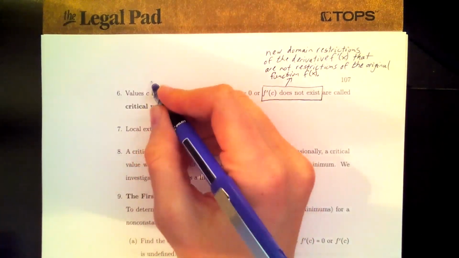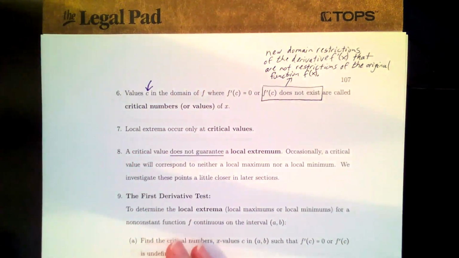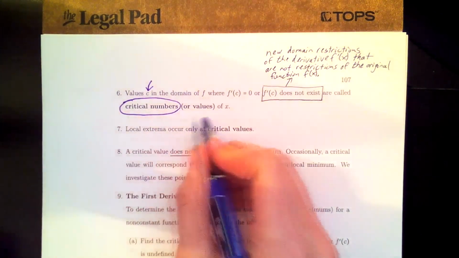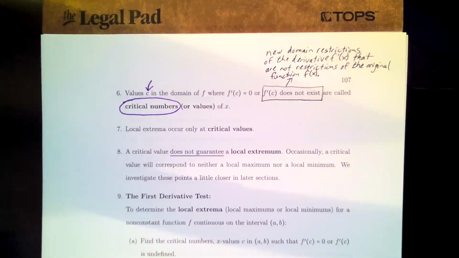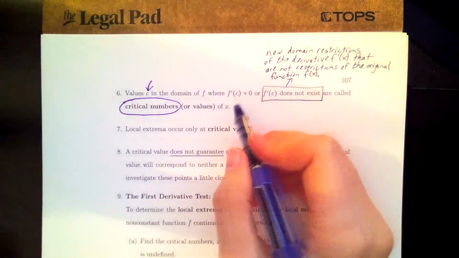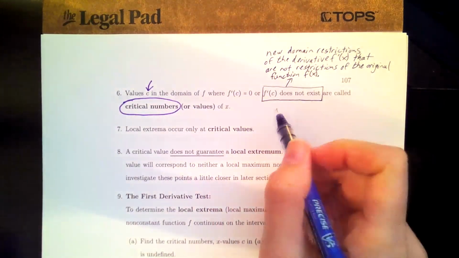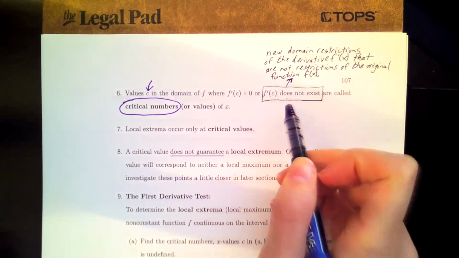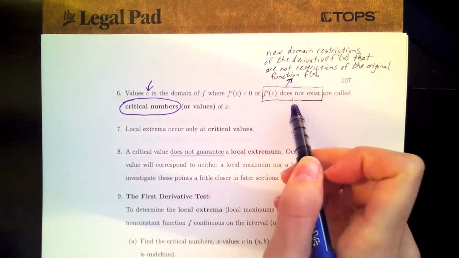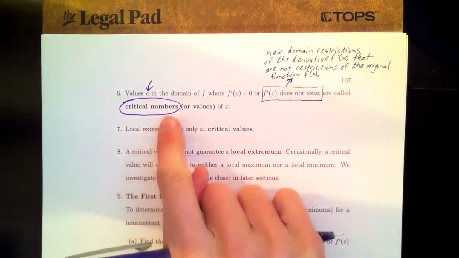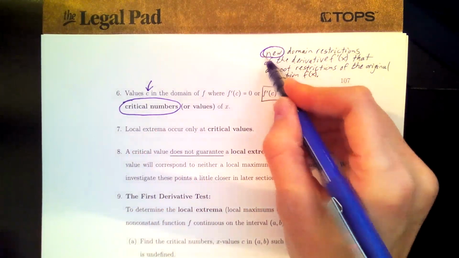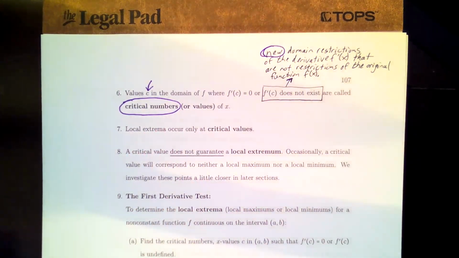Values c, those specific numbers where local maxes and mins may occur, this is where we formally name them. They're called critical numbers. You can also see it written as critical values. But those critical values where there is a potential max or min occur, as we said, where the derivative is 0 or the derivative does not exist. But if I want to elaborate on this a little bit, the values where your derivative may not exist, for those to be potential maxes and mins, they have to be new domain restrictions that the derivative has that the original function does not.